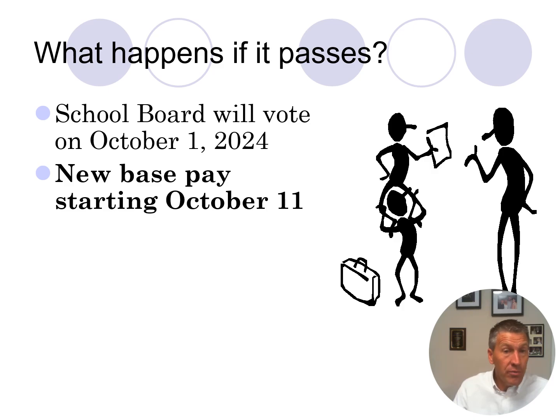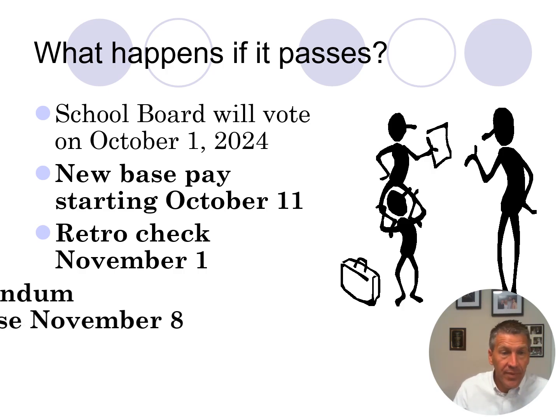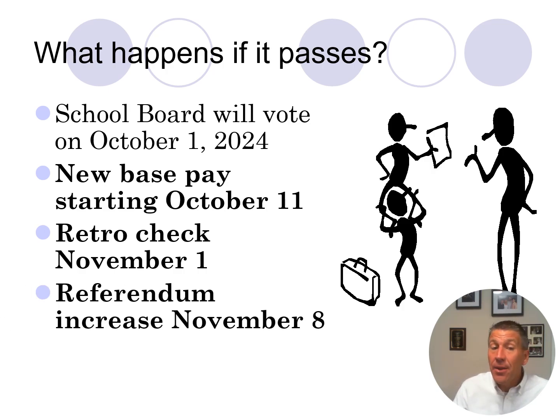That would include everything that's been negotiated other than the referendum. Additionally, employees would get a retro check on November 1st, as the majority of the negotiated compensation is retroactive back to July 1. Then the referendum money, the increase, kicks in on November 8th. That happens on November 8th in accordance with the timeline with the county in terms of when the referendum dollars are received.